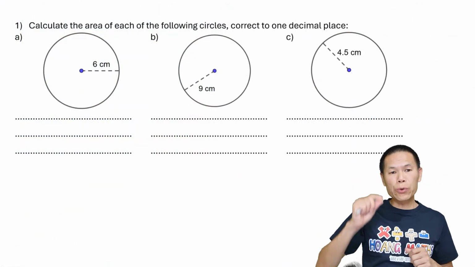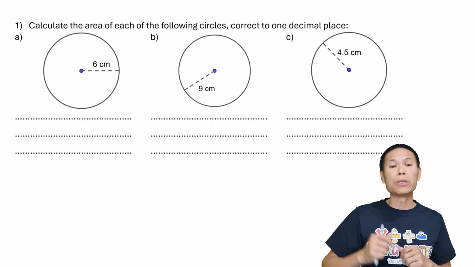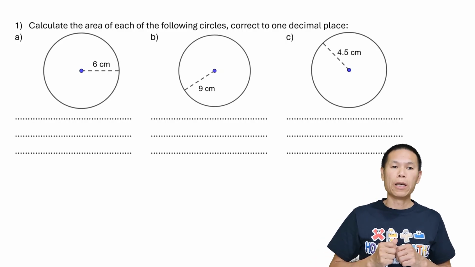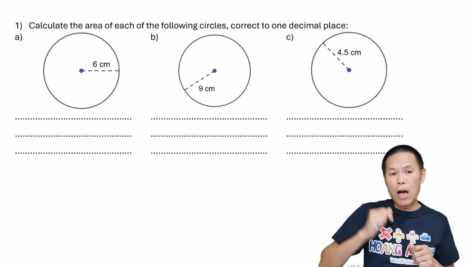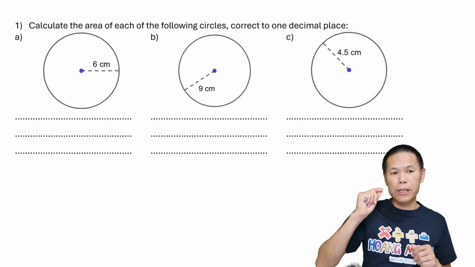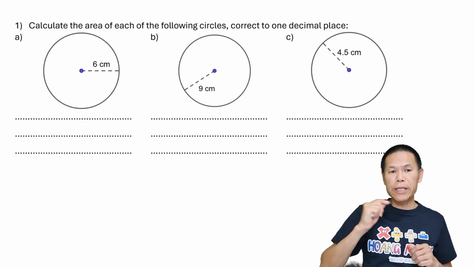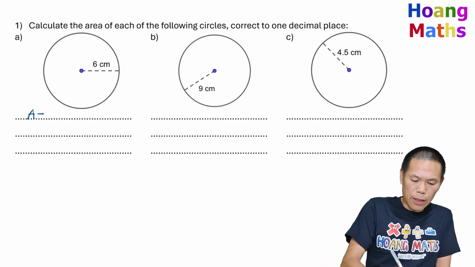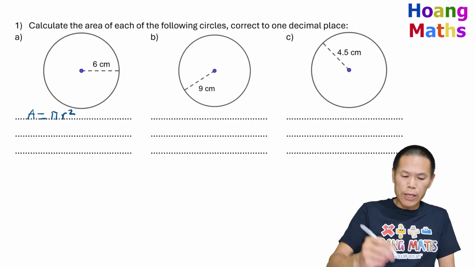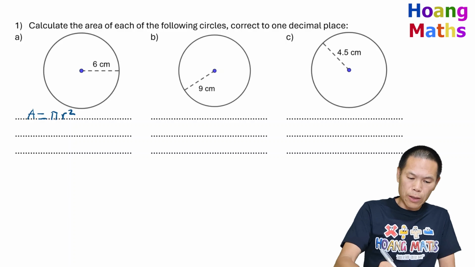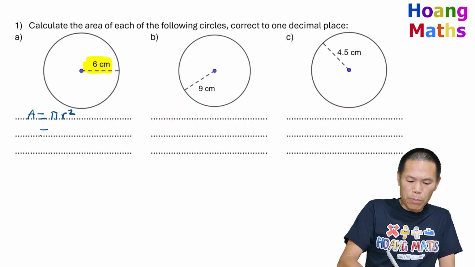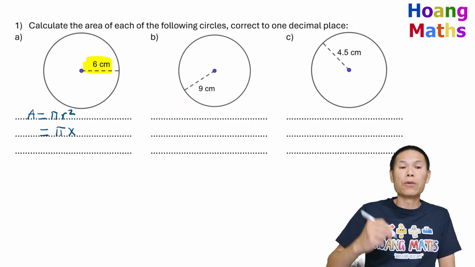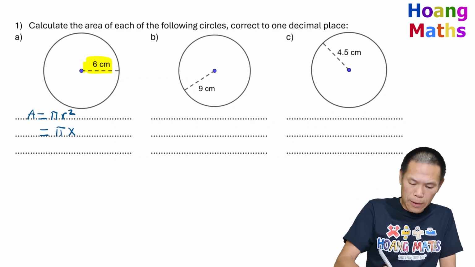First one, we need to calculate the area of these circles correct to one decimal place. So first of all, we know that area of a circle is pi r square, pi times the radius square. So let me just write this down. A is pi r square. Therefore, the radius of this circle is 6 centimeters, so this will give me pi times the radius square, that is 6 square.